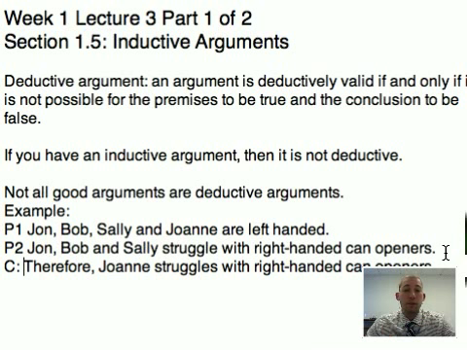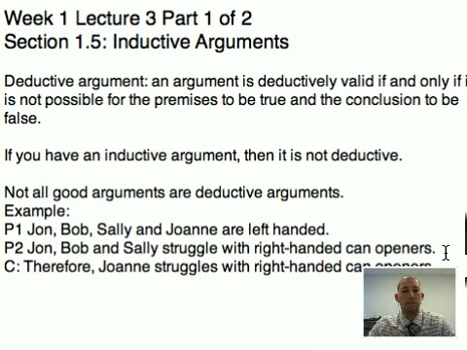So notice that this is not deductive, right? Because we can imagine a scenario in which both the premises are true, and yet Joanne, for some reason or another, because maybe she had a lot of practice, is actually able to use right-handed can openers. So it's not deductive because there's a possible counterexample. Nevertheless, the argument is good, or we can think that this could be a good argument.